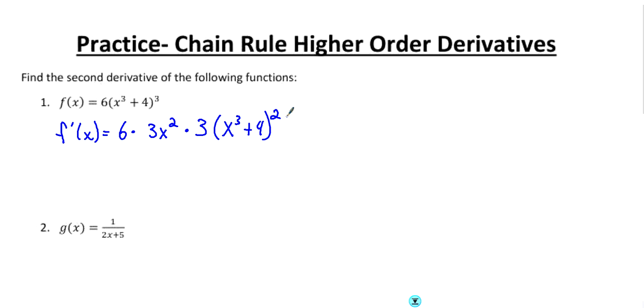Now let's simplify the first derivative so that when we go to take the second derivative, it makes it easier. So we get 54x squared times x cubed plus 4 squared. Now we're going to be taking the derivative of this. Okay, so this is the first derivative. So now we got to take the second derivative, f double prime x.